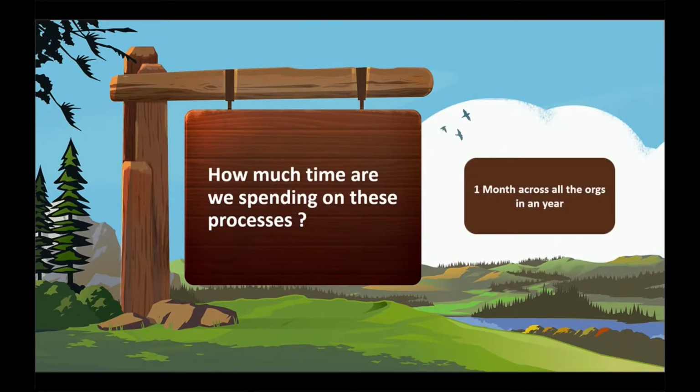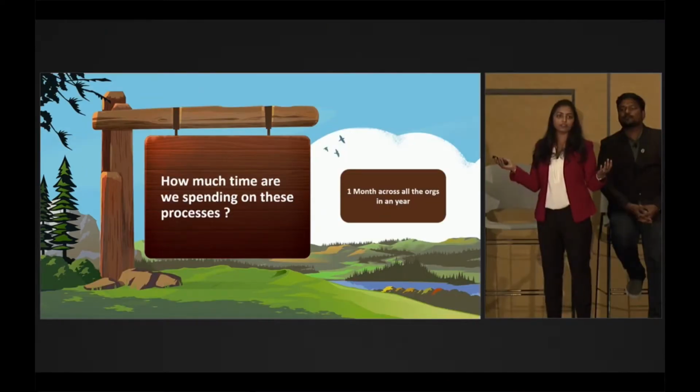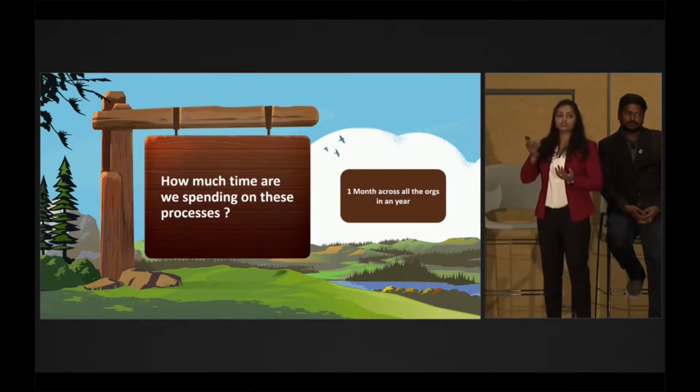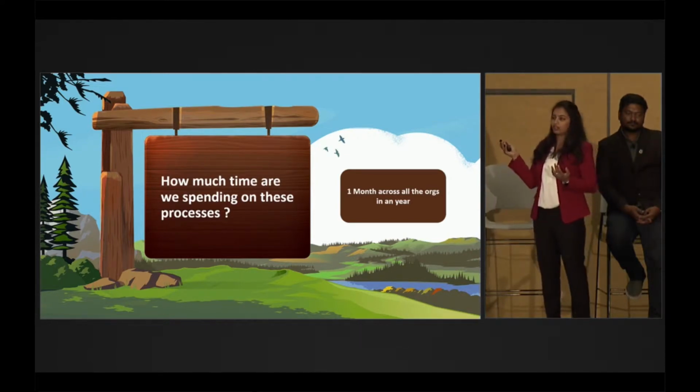Any guesses? Across 3 orgs in a year, how much are we spending? How much is that? 6? 6? Any other numbers? All right. So we came up with a number, and we did some analysis, and it was like 1 month across all the orgs. So we have multiple different orgs, and we have multiple projects going on in each org, and with 2-week sprints we deploy to production. So it was like 1 month across all the orgs.